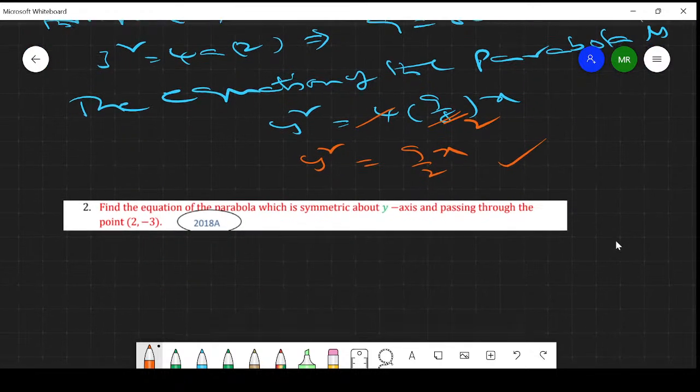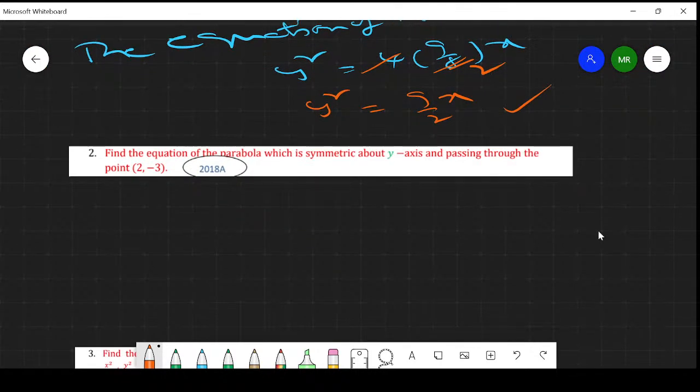Next one you can see: find the equation of the parabola which is symmetric about y-axis and passing through the point (2, -3). The point is (2, -3). Be careful here. When I am talking about this one, what type of parabola should I get? They said symmetric about y-axis.